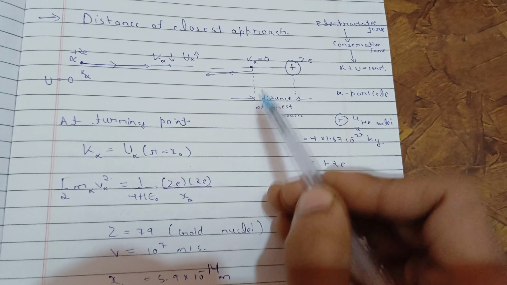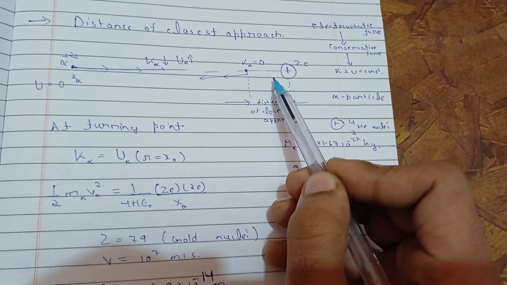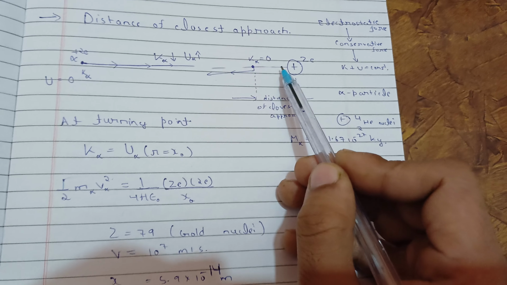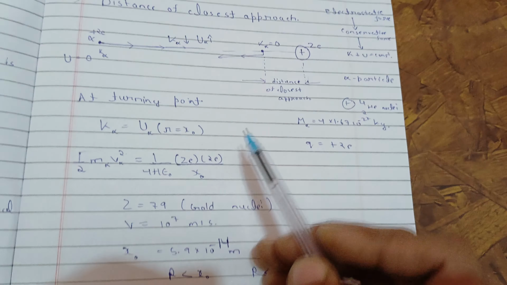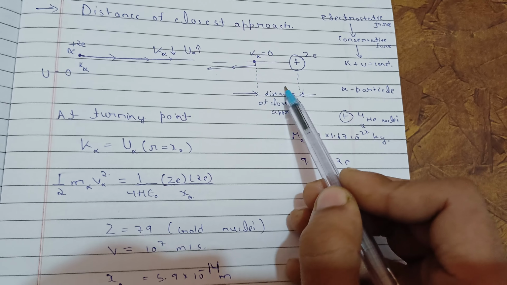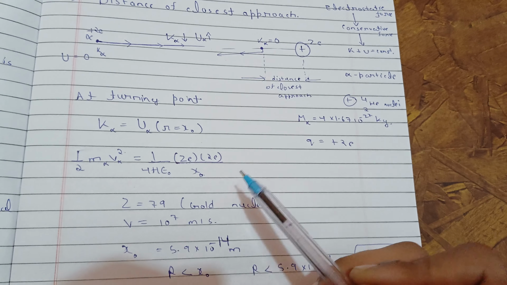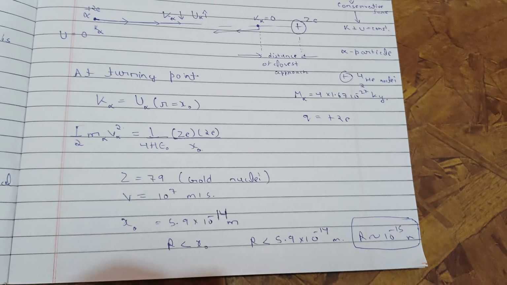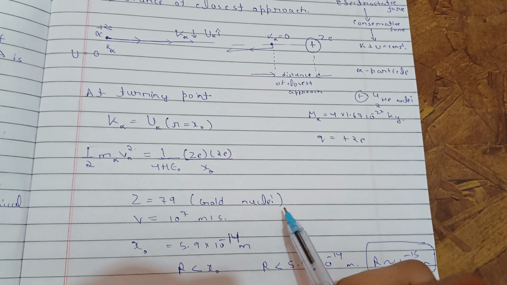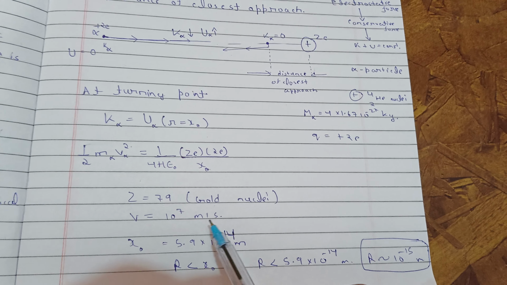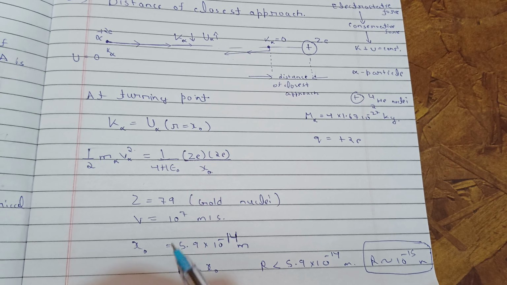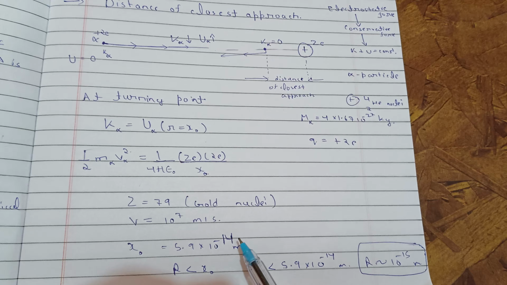For a particular atom this distance will be finite, and for different masses and velocities this distance will be different. So we need to find the minimum distance to find the radius, because we know the radius will always be less than this x naught. We find the minimum value of x naught, and we can approximate the radius also. That's what Rutherford did. We assume we did this experiment for the gold nucleus, with Z equal to 79, and the velocity, the maximum we could achieve at that time, is 10 to the 7 meter per second. We find the value of x naught from here, that is 5.9 times 10 to the minus 14 meter.